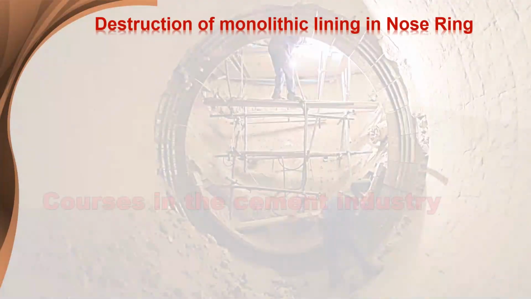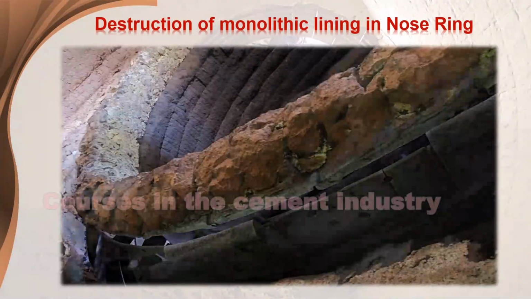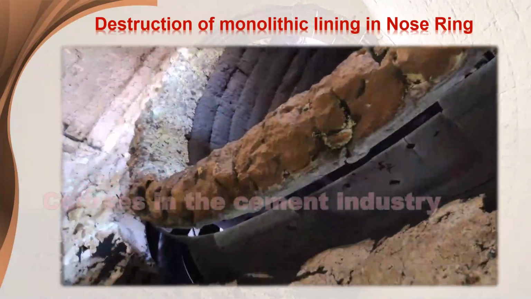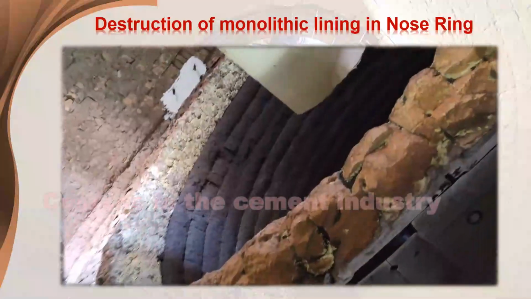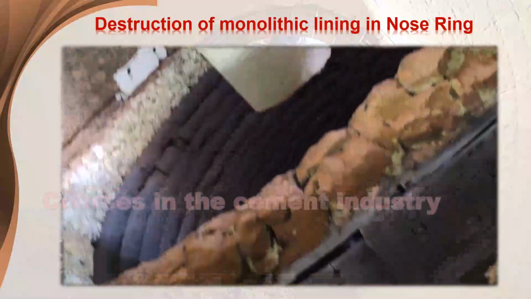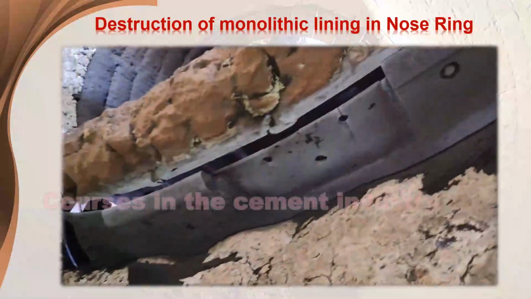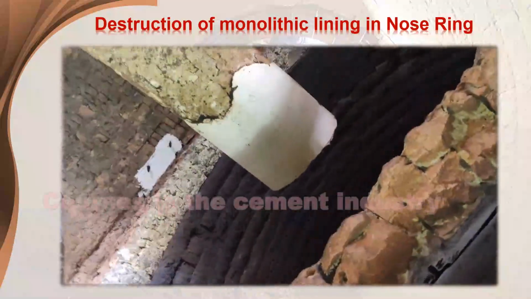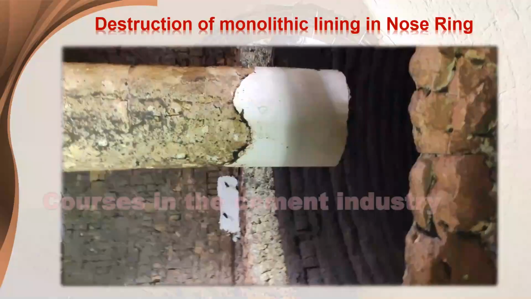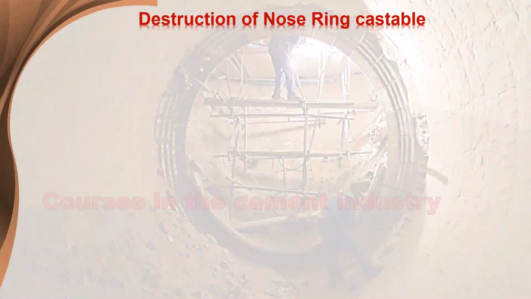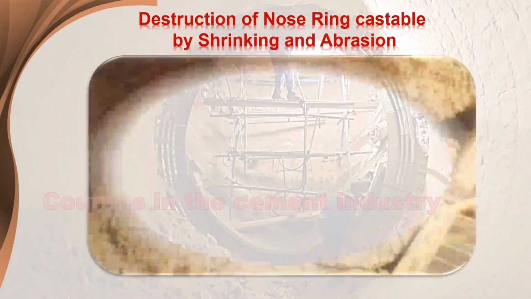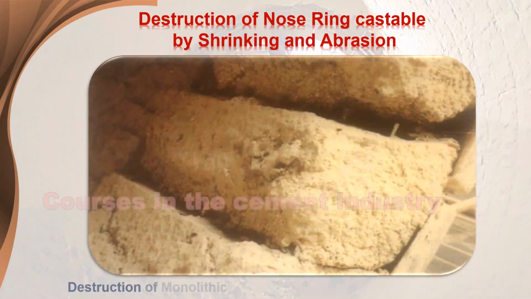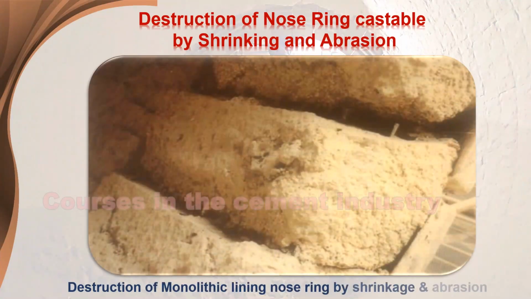Destruction of monolithic lining in nose ring. This video shows the destruction of monolithic lining in nose rings. Destruction of nose ring castable by shrinking and abrasion. This image shows destruction of monolithic lining nose ring by shrinkage and abrasion.